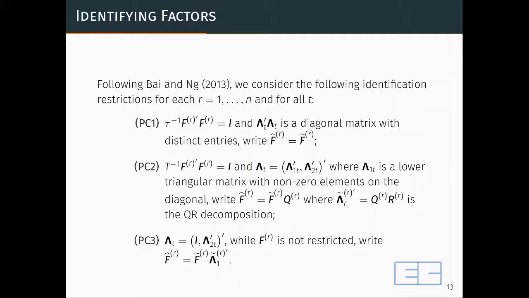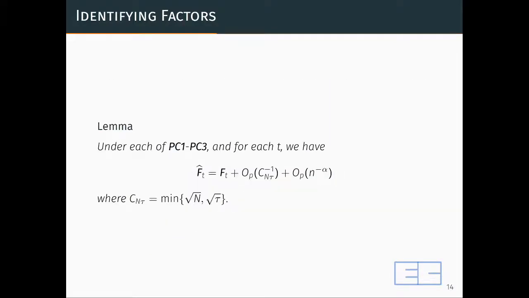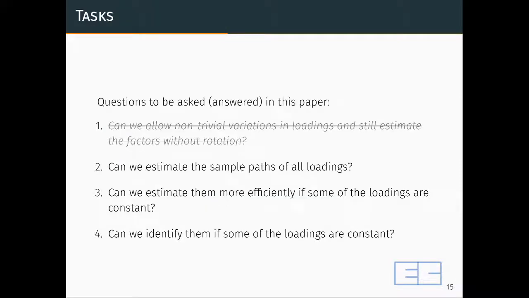And after choosing an identification scheme, we can apply the transformation to the PCA estimators accordingly such that the restrictions are satisfied. When it is done, we can show that for each t, the transformed estimators are consistent, and more importantly, with their rotations. And we can finally get rid of the H matrix. Now that we have answered the first question, we can move on and focus on the estimation of factor loadings.